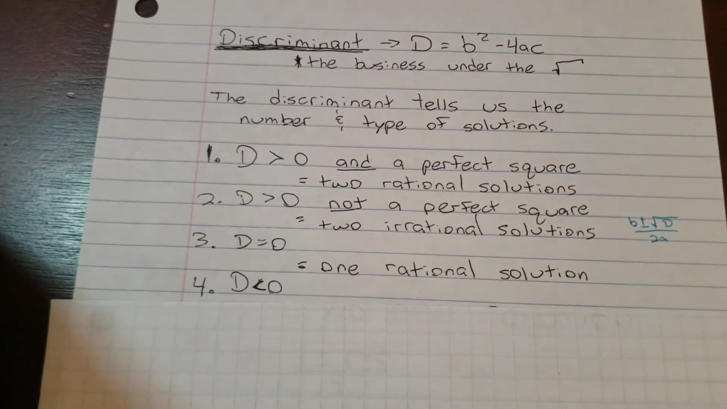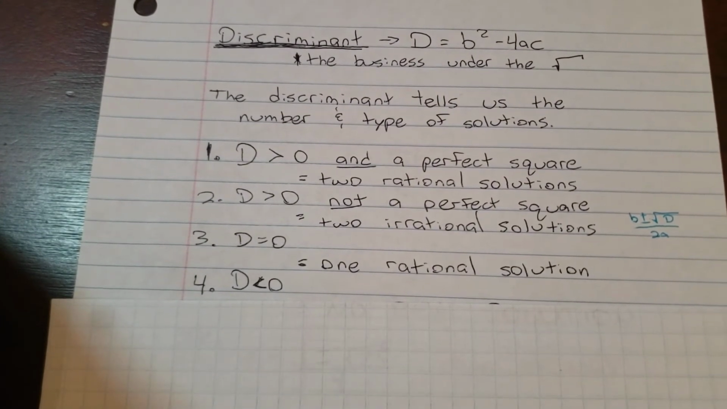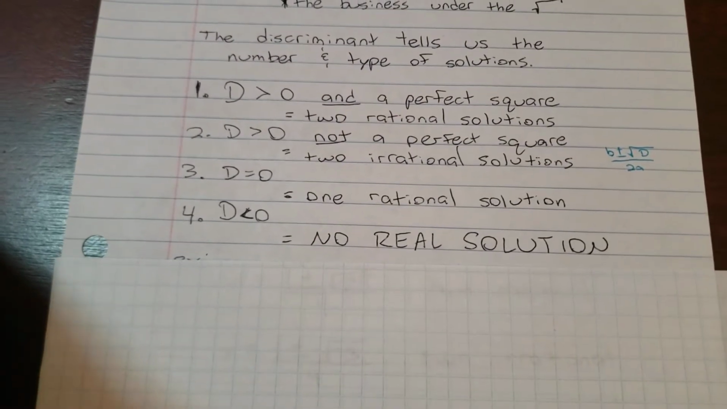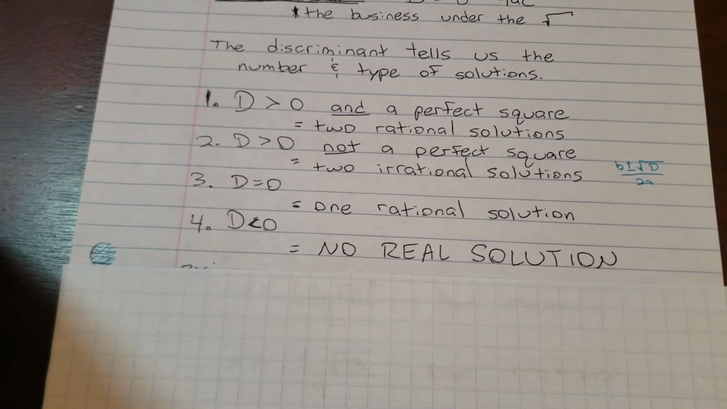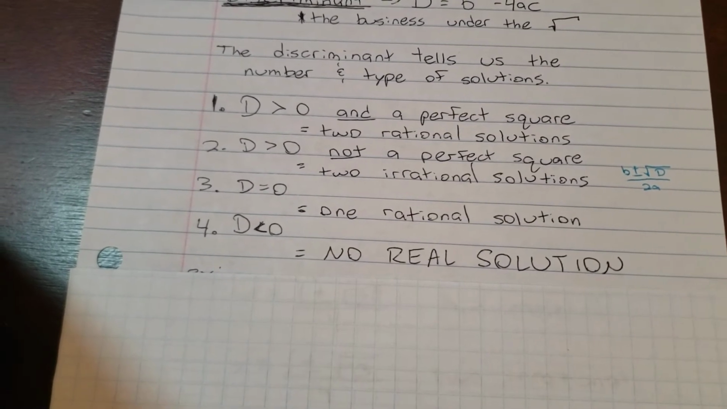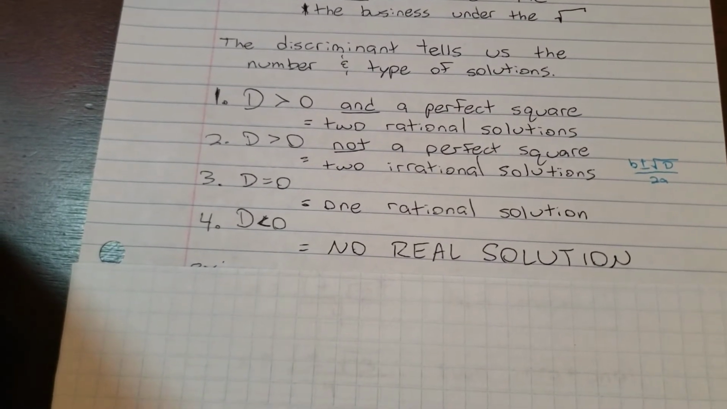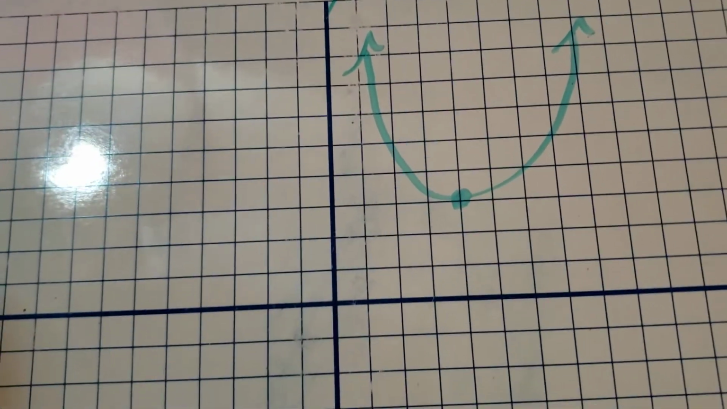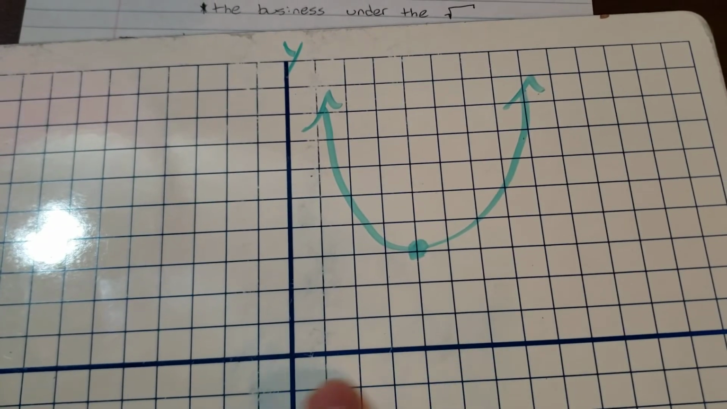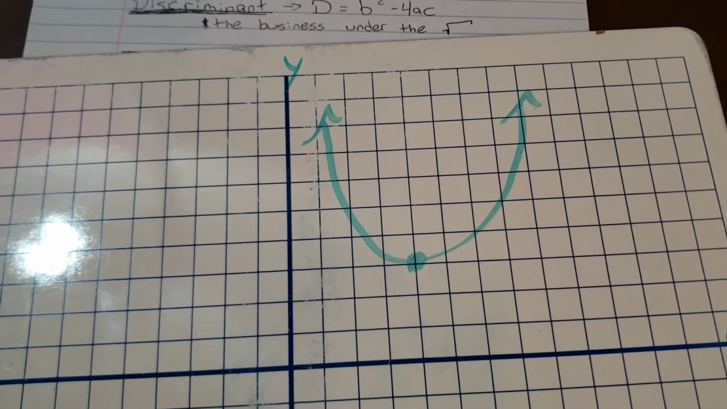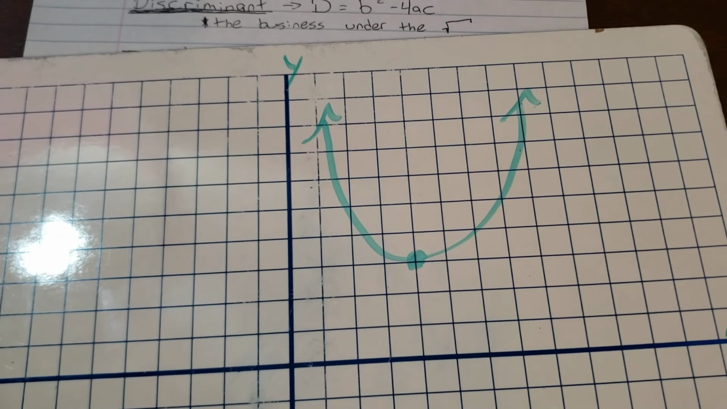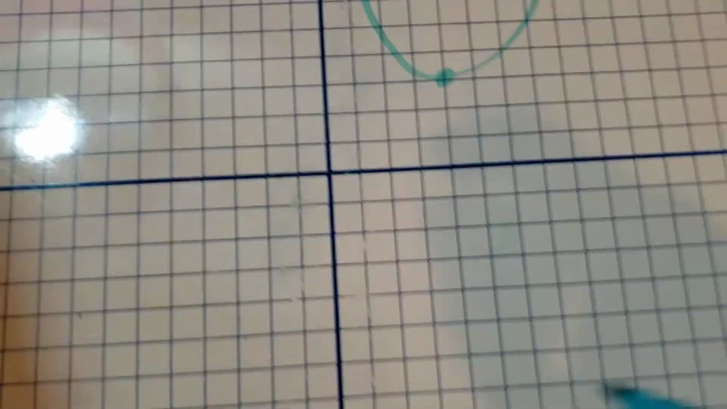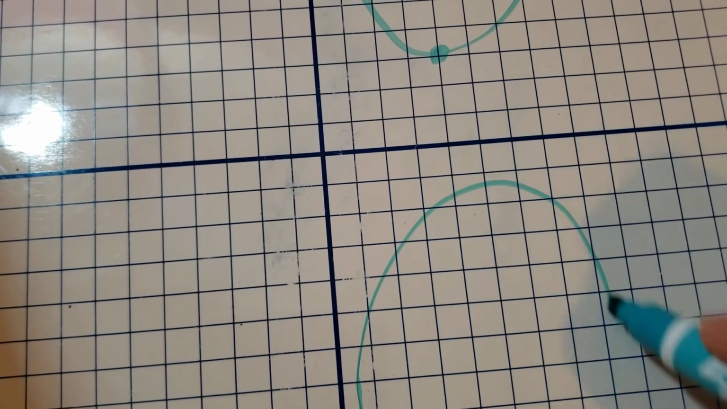And then this fourth scenario is where our discriminant is less than 0. And that's when we have no real solution. Now I've drawn up on my handy dandy little whiteboard what this fourth scenario looks like. We still have a quadratic equation, but it never crosses the x-axis. Whether it's in this quadrant, both quadrants, or sometimes it'll be like this.